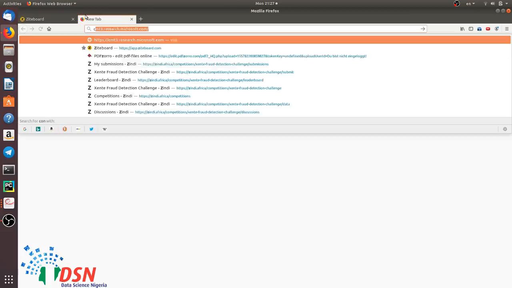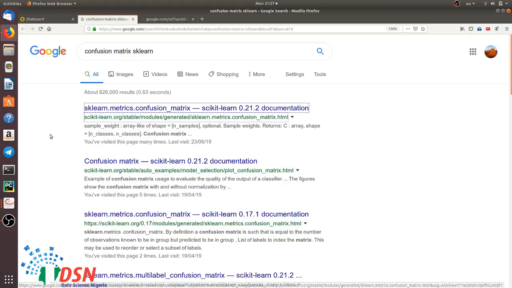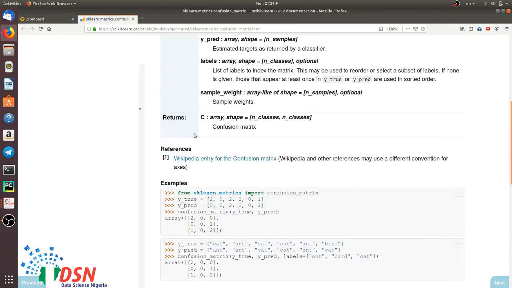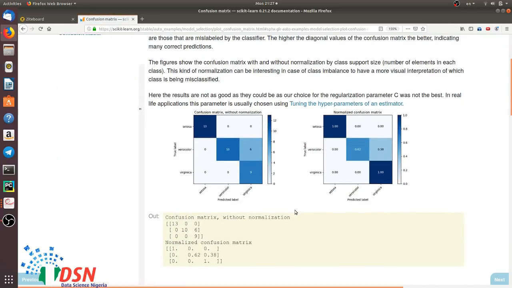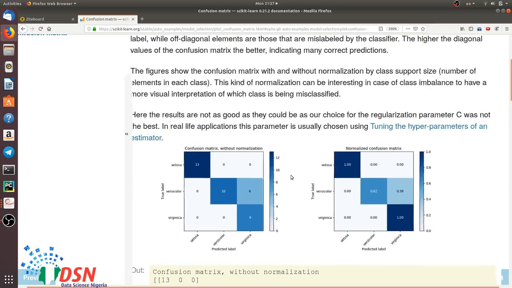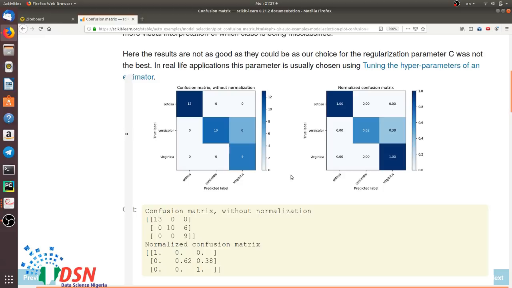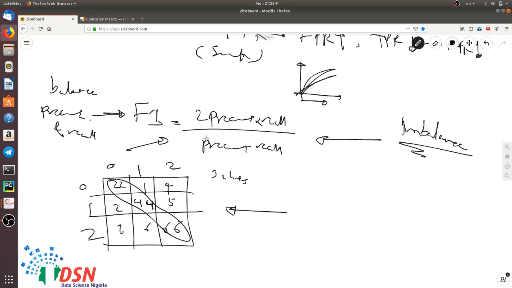So maybe it is better to show you, for example, the confusion matrix. In scikit-learn, you can see there are lots of examples of the confusion matrix without normalization or with normalization, to see how well your classifier performs on your data. So this is a 3-class problem. Okay, I hope that in this last session you got some idea about the classification metrics.